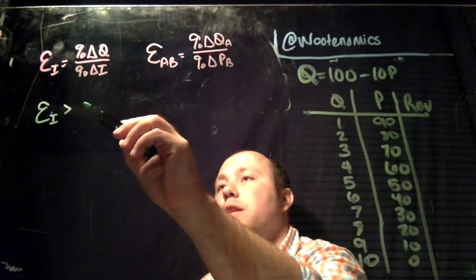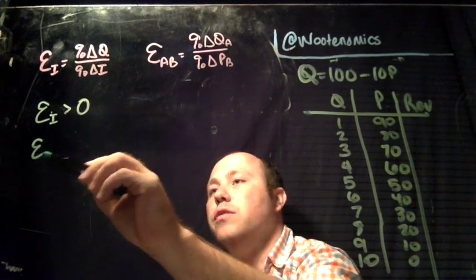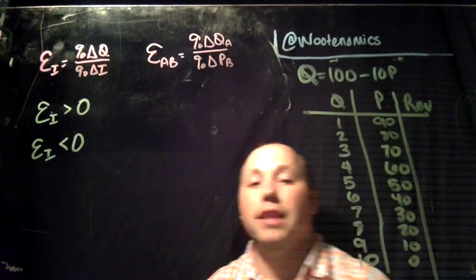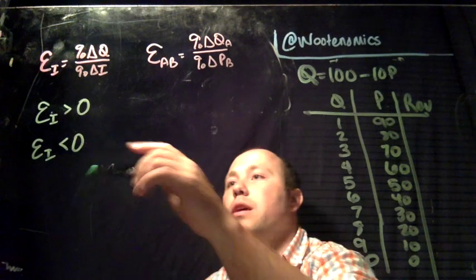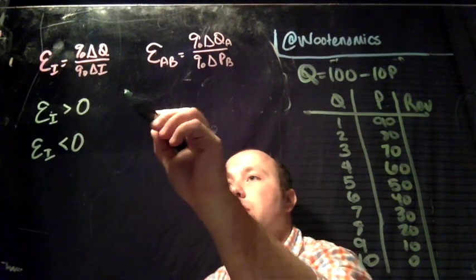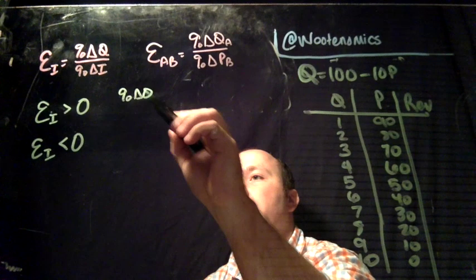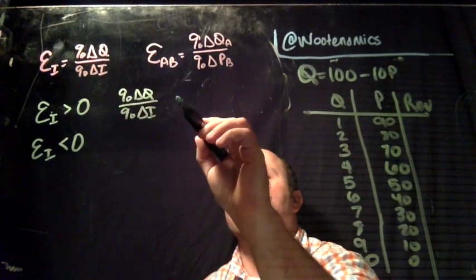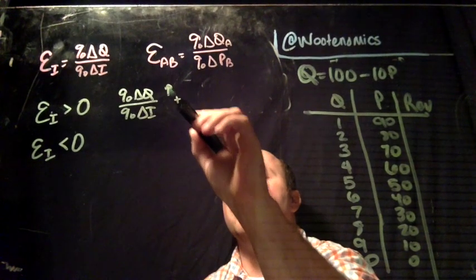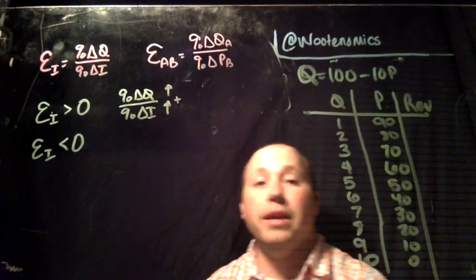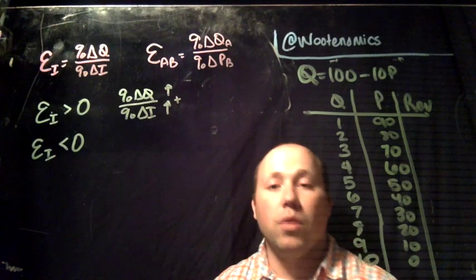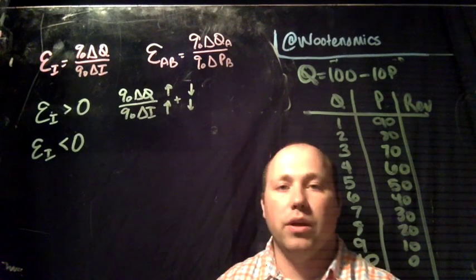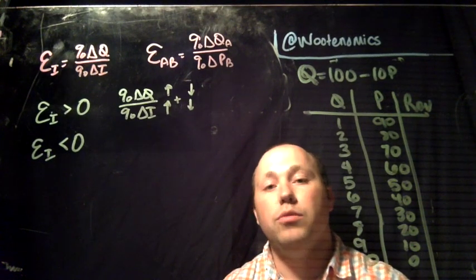So let's start with an income elasticity that's greater than 0 and talk about what that means. Then we'll move on and do an income elasticity that's less than 0. An income elasticity greater than 0 says that our percentage change in quantity over the percentage change in our income is positive. That means these are moving in the same direction. When my income increases, I increase the quantity I purchase. When my income decreases, I decrease the quantity that I purchase.